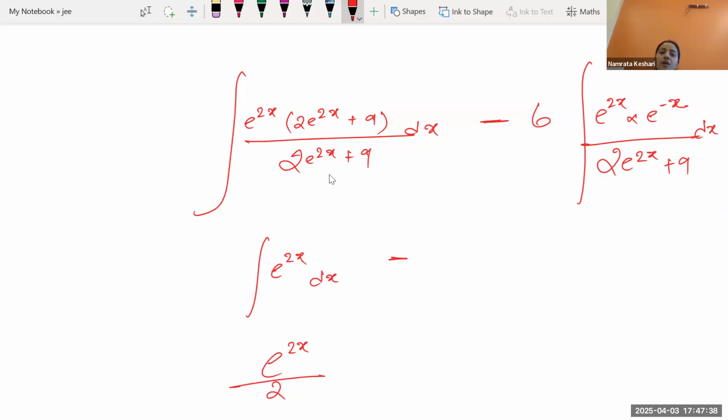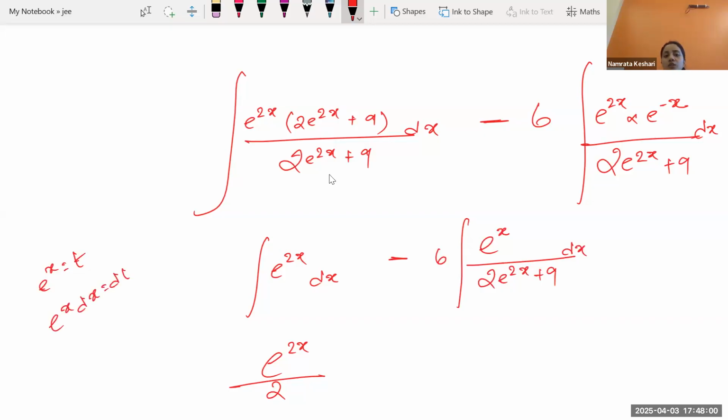The other one, the numerator will be e to the power 2x into e to the power minus x. That means e to the power just x. Okay, and the denominator is 2 e to the power 2x plus 9. Now if I take e to the power x as t, that means e to the power x dx is equal to dt for the other one. So we can see this dt we are getting over here, and this we have taken t, so this is 2t square plus 9, right?